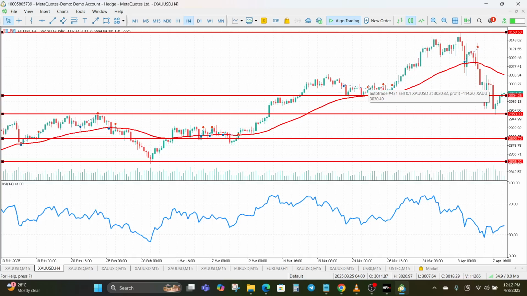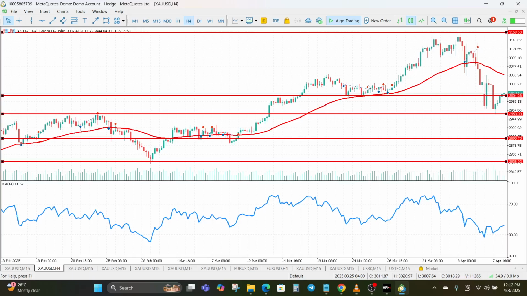Now, gold is highly reactive to economic news, geopolitical tensions, and movement in the US dollar. That means timing is everything. The best sessions to trade gold are during the London session, New York session, and especially the London-New York overlap, when volume and volatility peak.